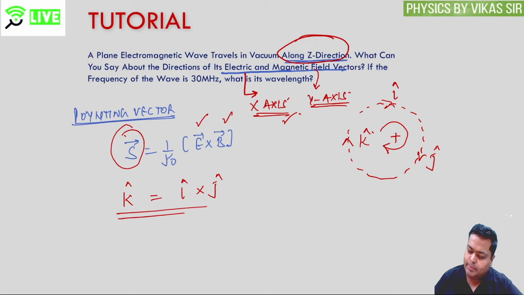Additionally, the question has a second part also, where it states that the frequency of the wave is 30 megahertz. Don't miss the mega symbol. So what is the wavelength? I have this simple relation for any kind of wave, that the speed of the wave is the product of frequency into wavelength.